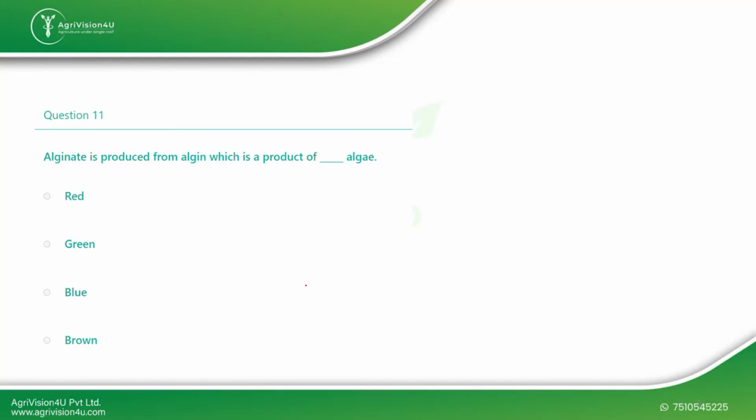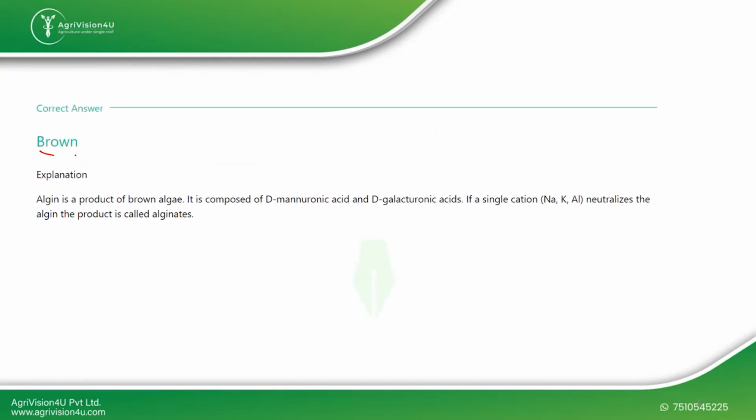The very first question over here is: alginate is produced from algin, which is a product of which algae? The options are red, green, blue, or brown. The correct answer for this question is brown algae, because algin is a product of brown algae. And what is algin composed of? You should know the composition of algin. Algin is composed of D-mannuronic acid and guluronic acid. Of these two components, algin is basically composed.